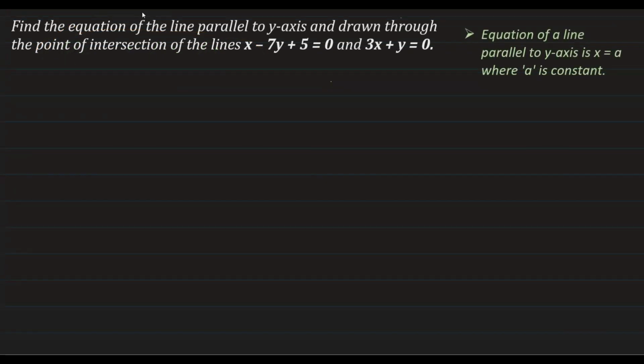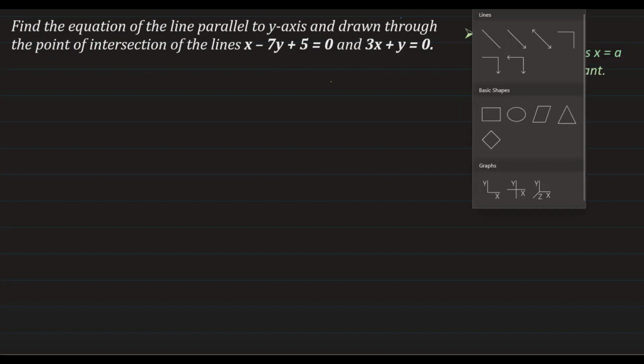In this question, it says, find the equation of a line parallel to the y-axis drawn through the point of intersection of these two lines. Now, what do you know the equation of a line parallel to the y-axis is? x is equal to some constant. That's what we know, right? This is what we already know, and we are going to use this concept in order to do this question.